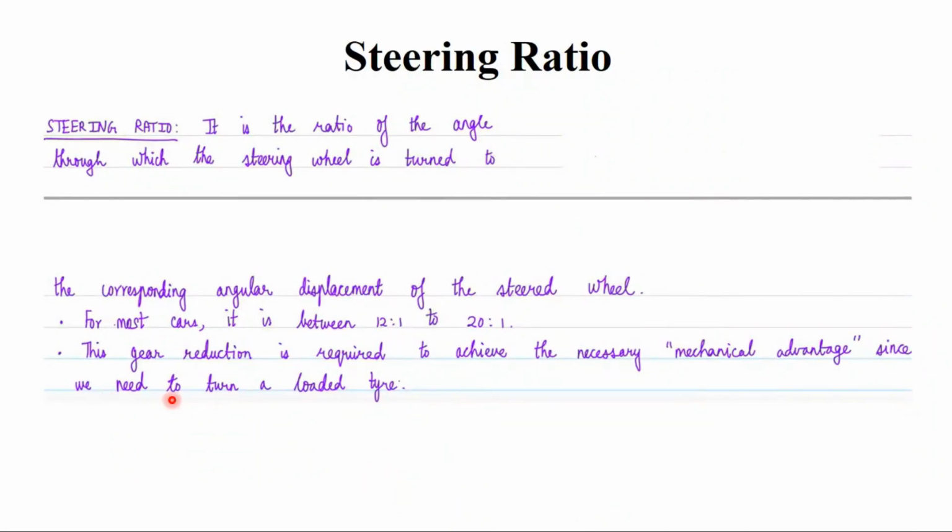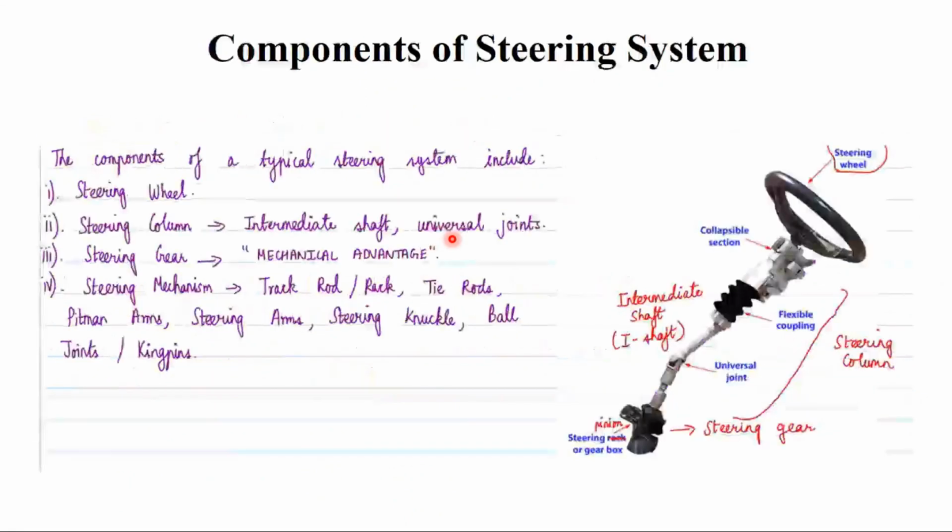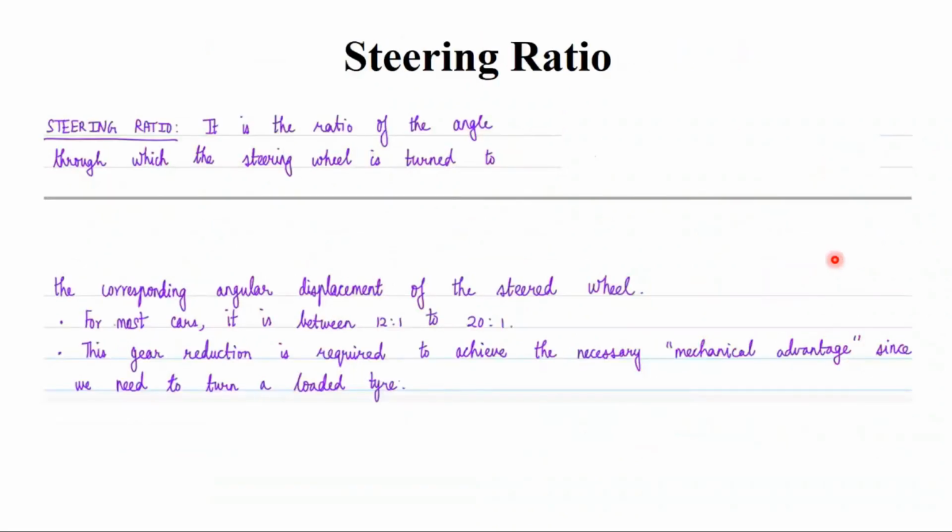And once again, I'm going to define the steering ratio. Steering ratio is nothing but the ratio of the angle through which the steering wheel is turned, either left side or right side, to that of the corresponding angular displacement. The original angle to the corresponding angular displacement, that we call the steering ratio.